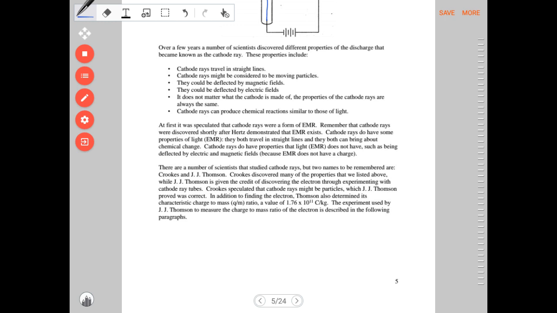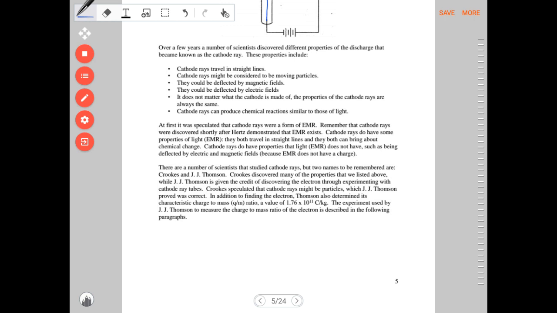Okay, there are a number of scientists that studied cathode rays, but two names that you should remember are Crookes and J.J. Thomson. Crookes discovered many of the properties that we listed above, while J.J. Thomson is given credit for discovering the electron through experimenting with cathode ray tubes. Okay, Crookes speculated that cathode rays might be particles, which J.J. Thomson proved was correct. In addition to finding the electron, Thomson also determined its characteristic charge to mass ratio.